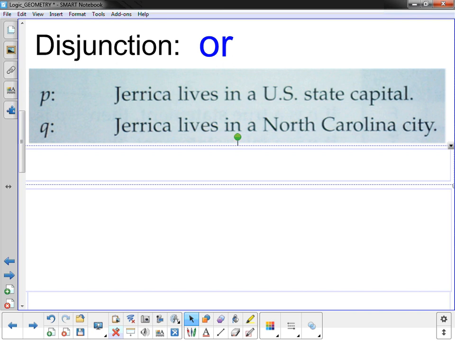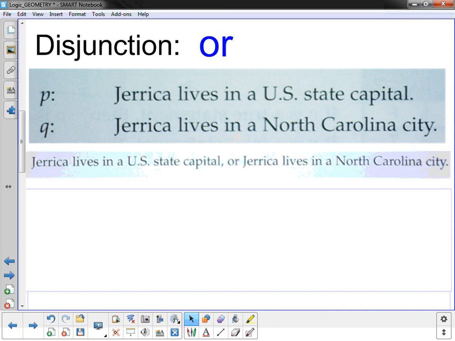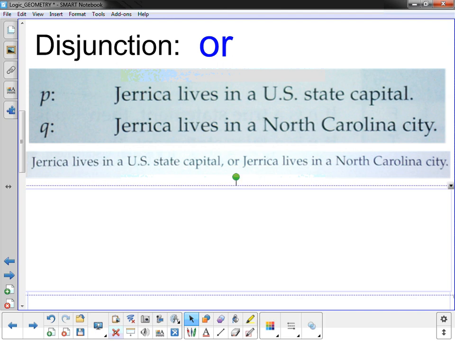So I could combine those using "or," saying that Jericho lives in a U.S. state capital or Jericho lives in a North Carolina city. So I have two statements. I'm combining them this time by "or" instead of "and." And that means huge differences. I think this is my formal definition I want.